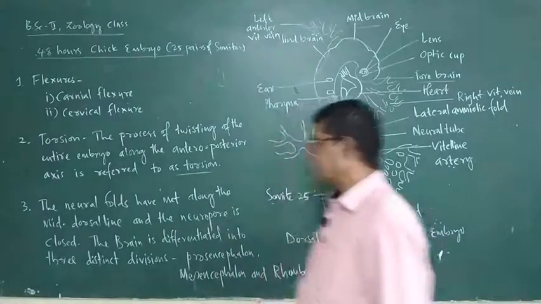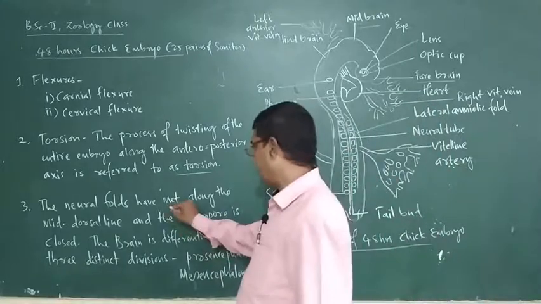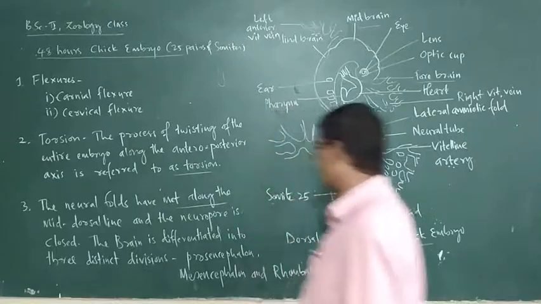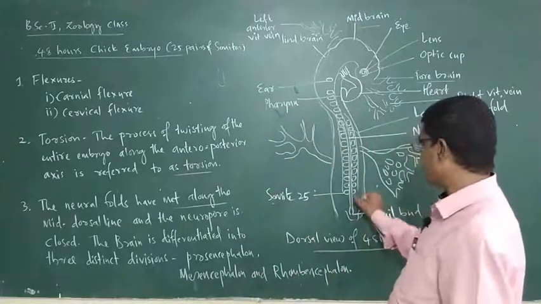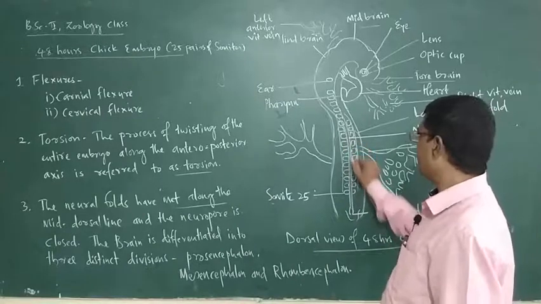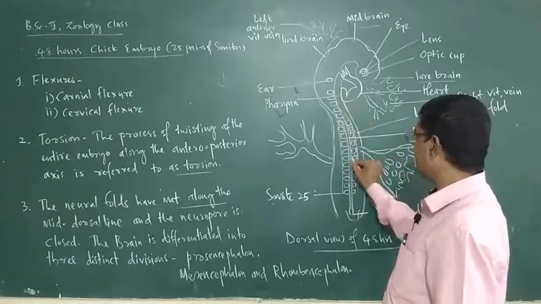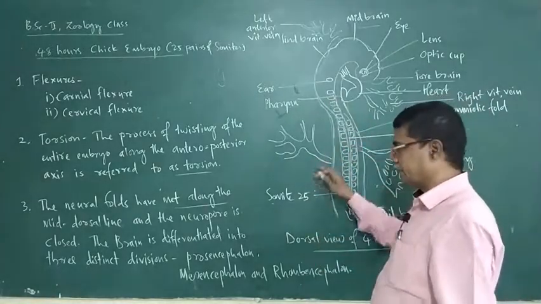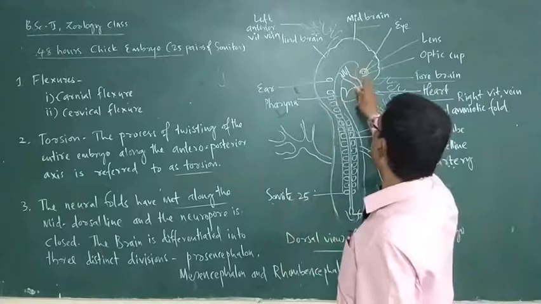Okay. Next, the neural folds have met along the mid-dorsal line. These two are neural folds. These two folds are united mid-dorsally at the anterior-most region.